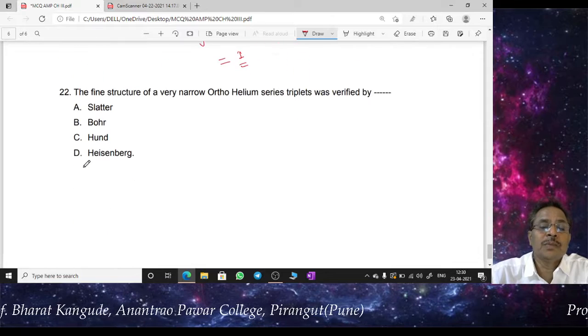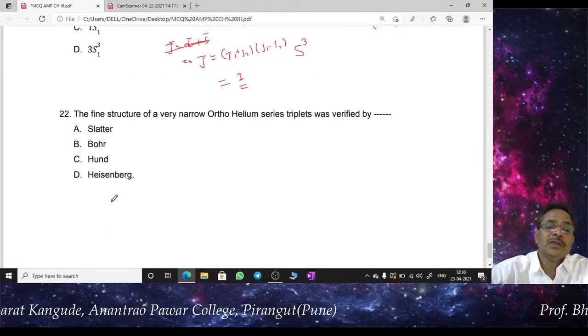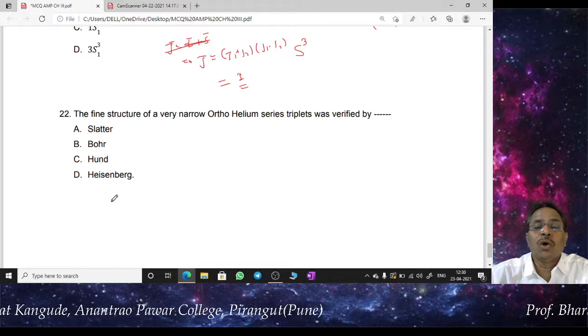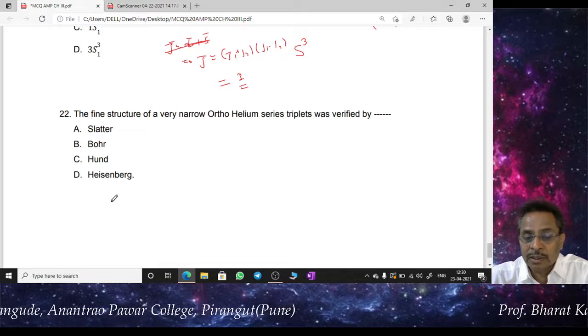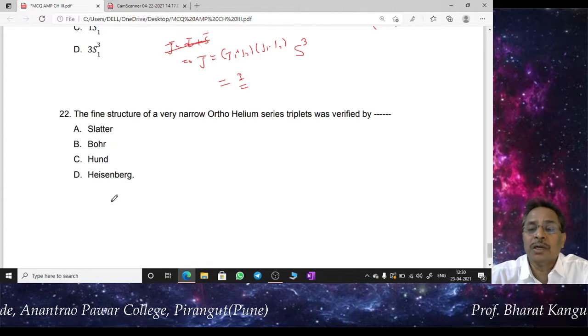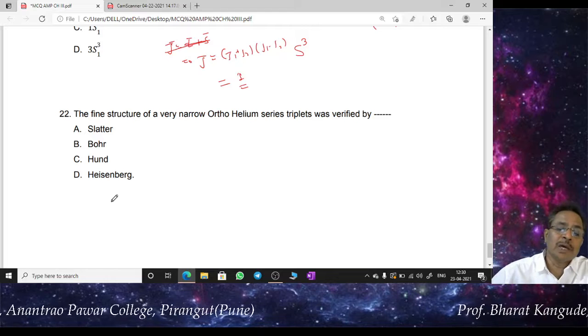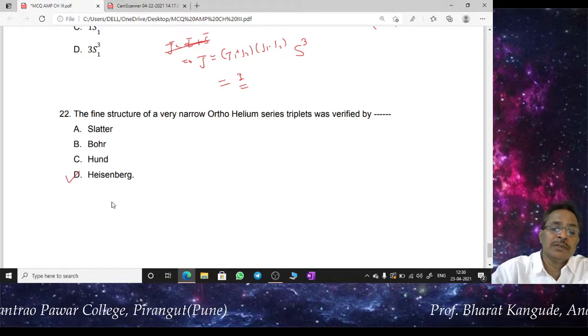Then question number 22, I think this is probably the last question. The fine structure of the very narrow orthohelium series triplet was predicted by Slater, and it was verified by Heisenberg. Therefore, the correct answer of question number 22 is Heisenberg.